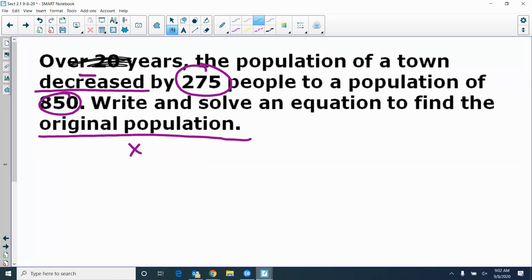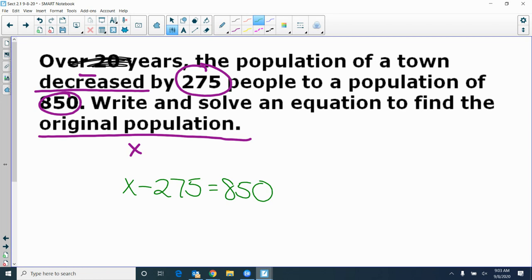I used the instructions. I used the question to find out the variable. So what do you think my equation is going to be, Zach? Well, it could be x minus 275 equals 850. X minus 275 equals 850. So what this says is that the original population, X, decreased by 275, and it became 850. That's absolutely right.